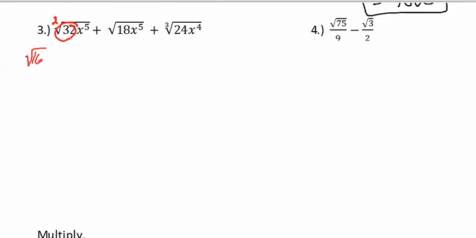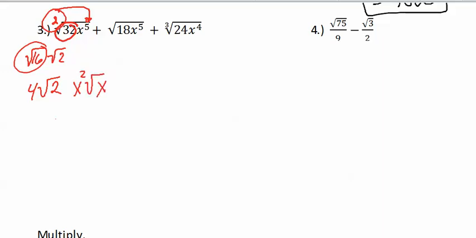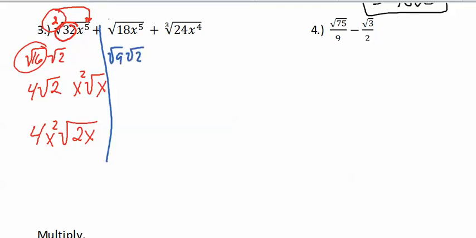That breaks down to the square root of 16, square root of 2. So it's 4 square root of 2. And then I take the index and I see how many times it divides into x to the 5th. And it goes in twice. So I'd pull out an x squared, but there's 1 left over. So this actually becomes 4x squared square root of 2x. I'm going to do the same thing with square root of 18. That's 9 and 2.